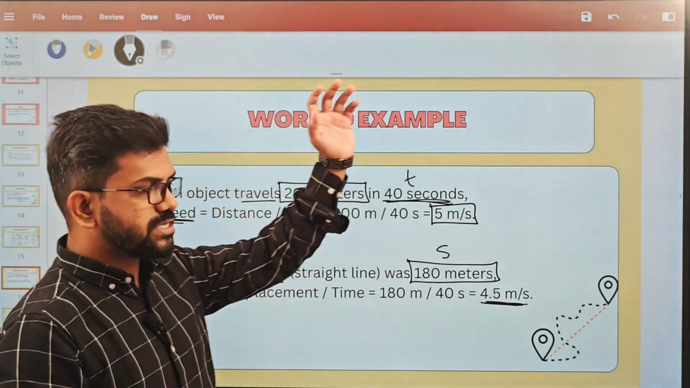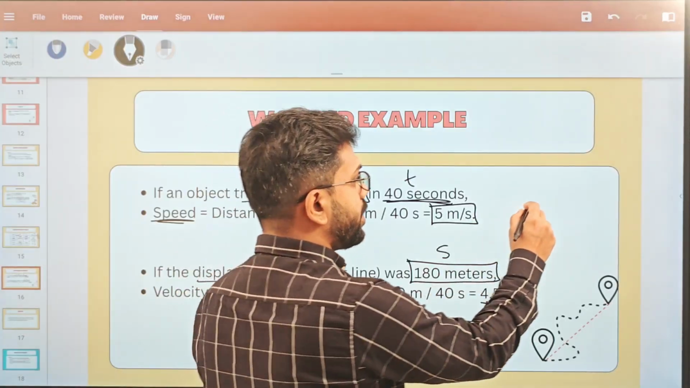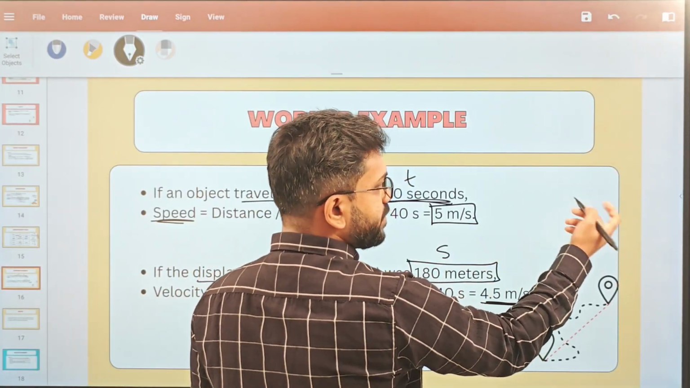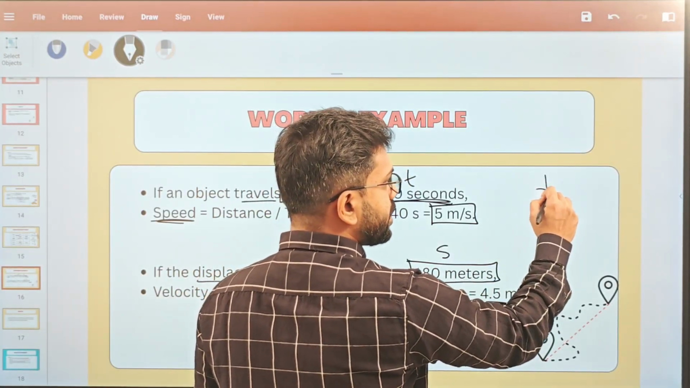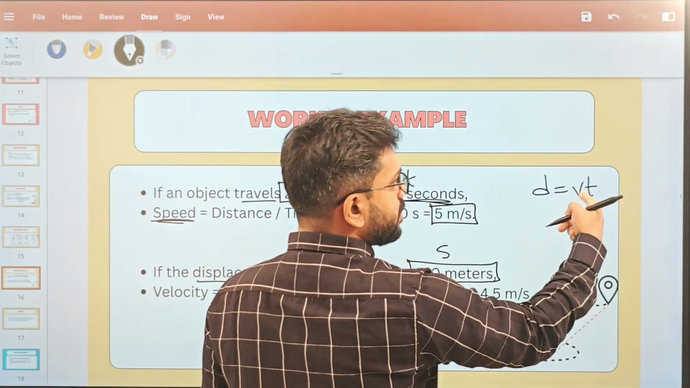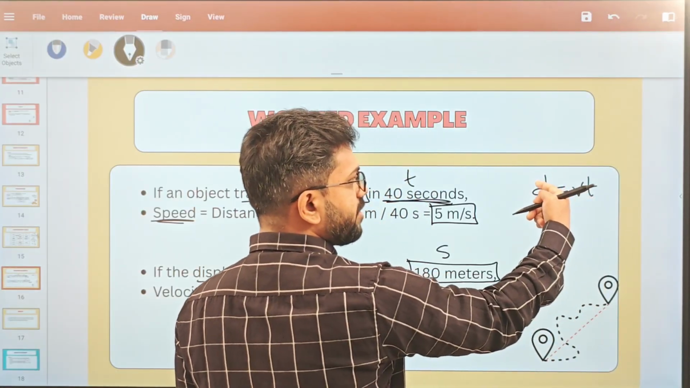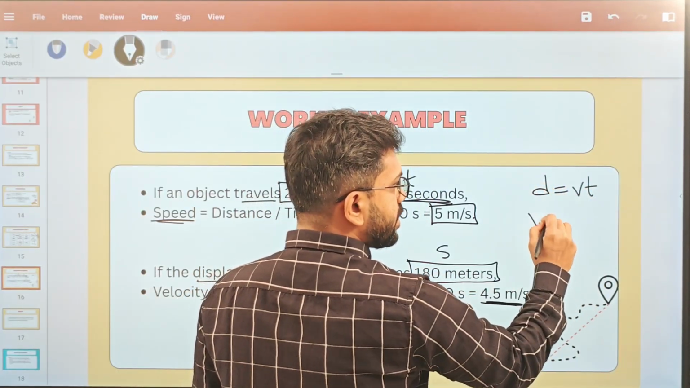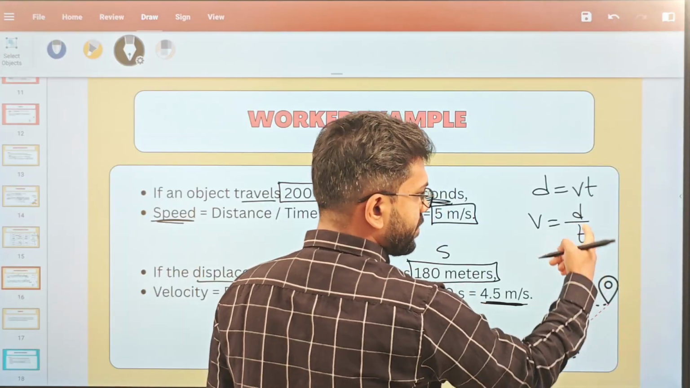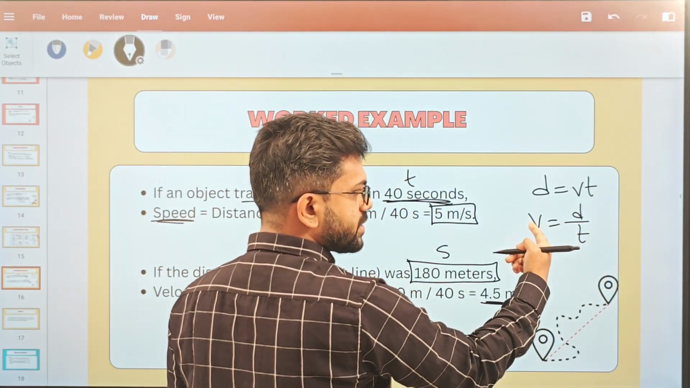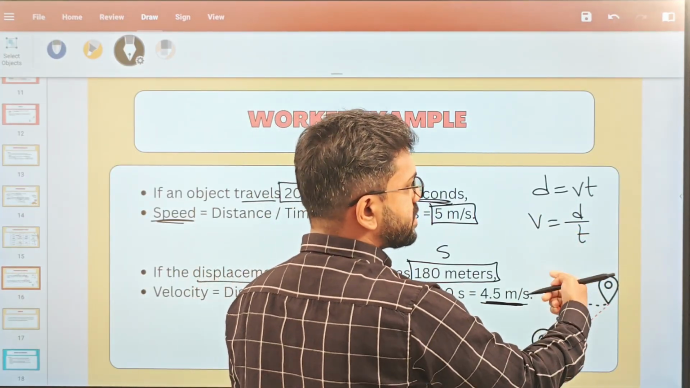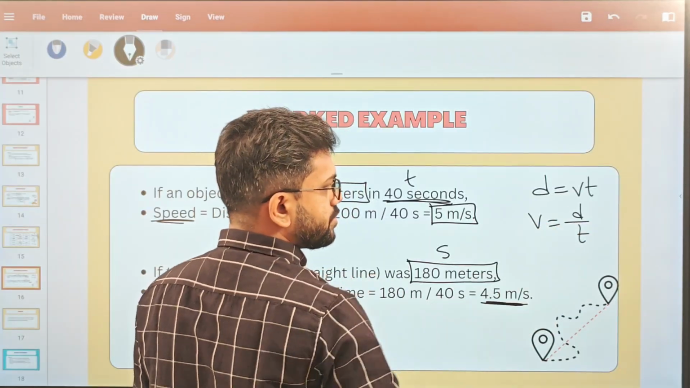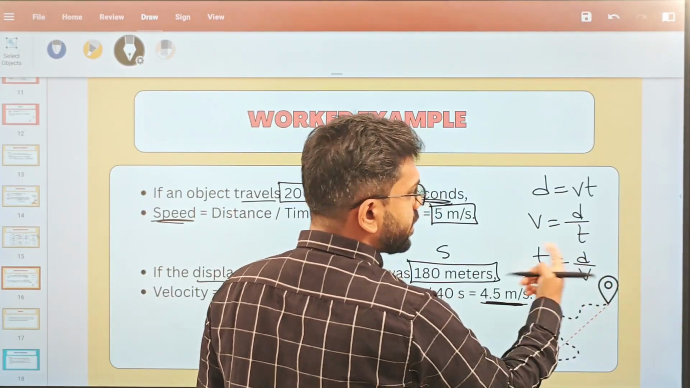There can be similar questions in the exam where any two values will be given, you'll have to find the other one. Let's say d equals v t. If speed and time given, you'll have to calculate distance. If distance and time given, you'll have to calculate velocity. Similarly, if distance and velocity are given, you'll have to calculate the time.